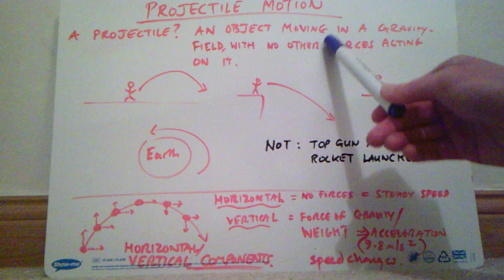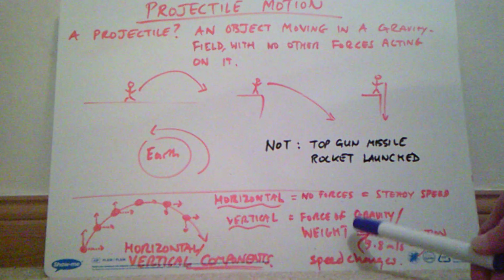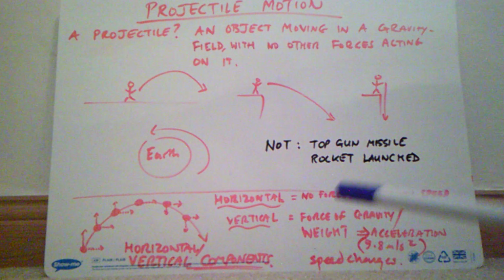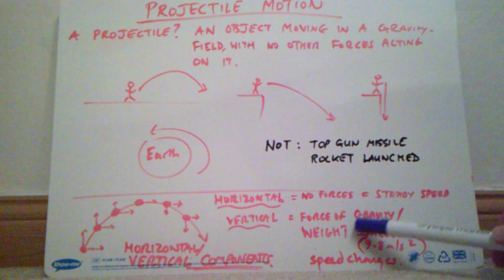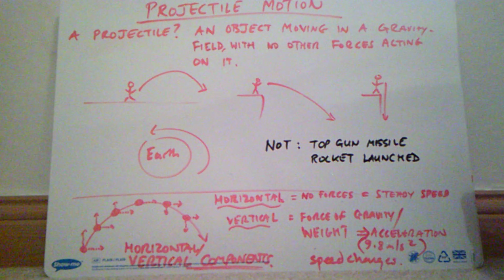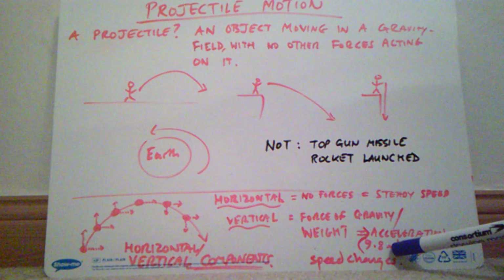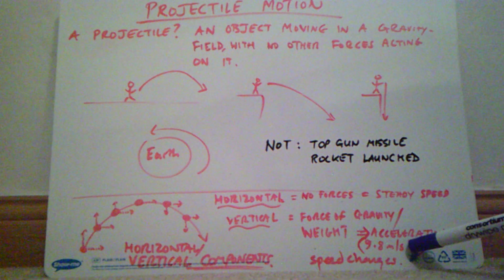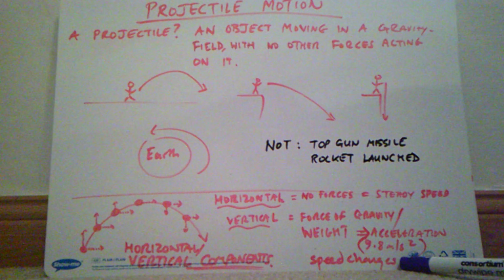Vertically, there's gravity acting. If gravity, or the weight force, is the only force acting, that's an unbalanced force. And if there's an unbalanced force of gravity or a weight force, then there's an acceleration in the direction of that unbalanced force, which is downwards. So the acceleration due to gravity is 9.8 meters per second squared. And if there's an acceleration, then that means the speed is changing.